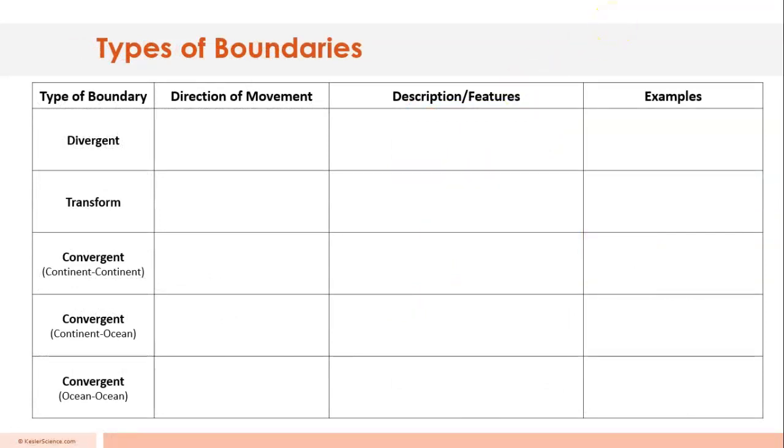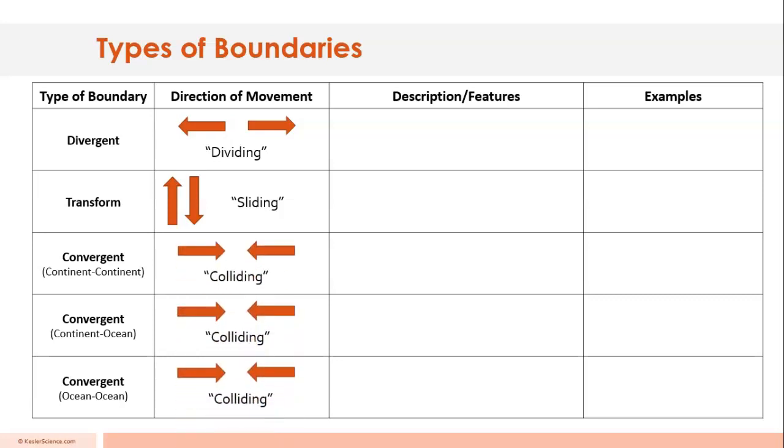All right, so here is your chart. We are going to go ahead and fill in a little bit of information here, and we're going to fill in the first column, the information about direction of movement. So for divergent, I'd like you to draw two arrows that are pointing away from each other, and also include the word dividing there, so you remember that divergent is dividing, right? For transform, we're going to draw arrows going in the opposite direction of each other. Like I said, they can occasionally go in the same direction. Most of the time they go in opposite directions, and we're going to write the word sliding for that.